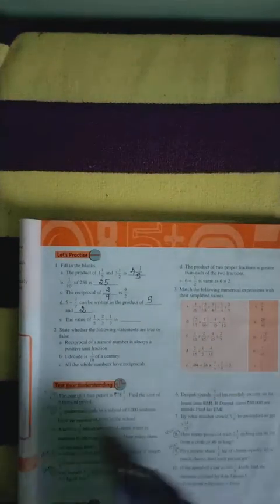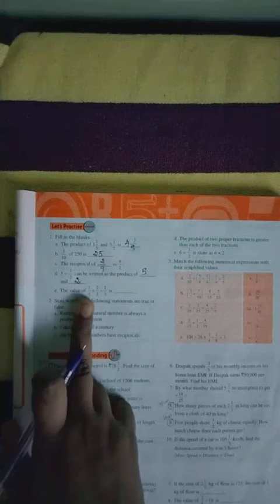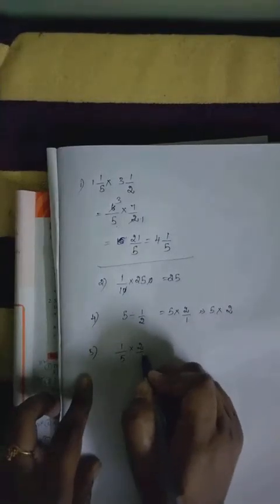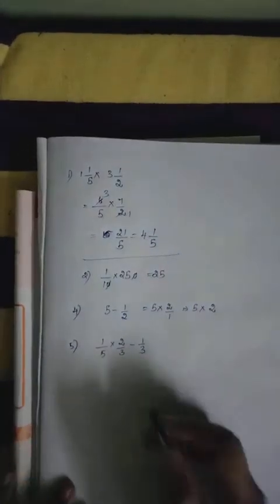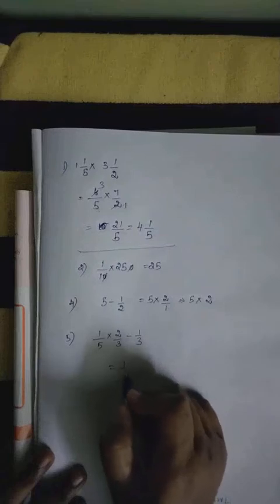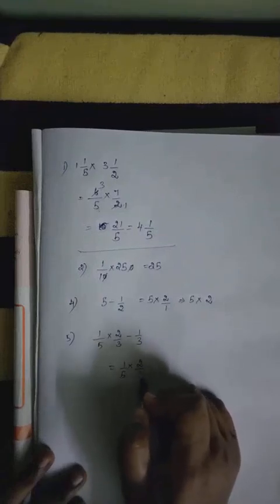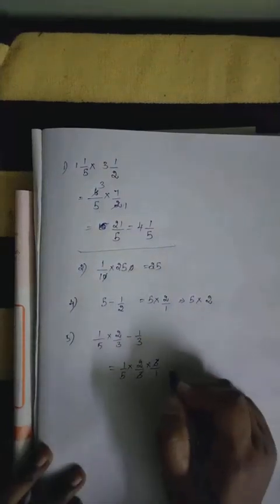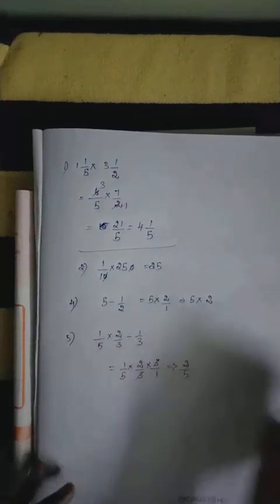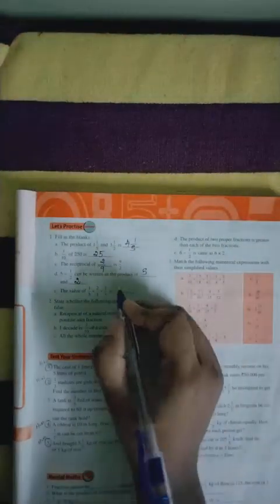Clear? Okay. Next question, the value of 1 by 5 into 2 by 3 divided by 1 by 3 is. So this is your question. First do the division. 1 by 5 into 2 by 3 into 3 by 1. You can cancel 3 and 3. So your final answer is 2 by 5. Okay, understand?